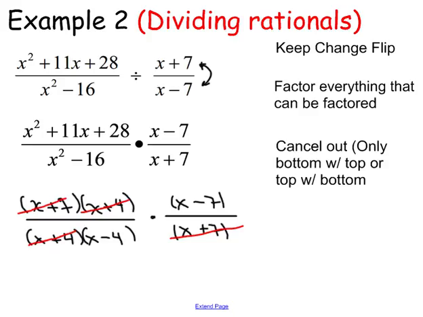So what am I left with? I'm left with x minus 7 over x minus 4. That's my final answer.